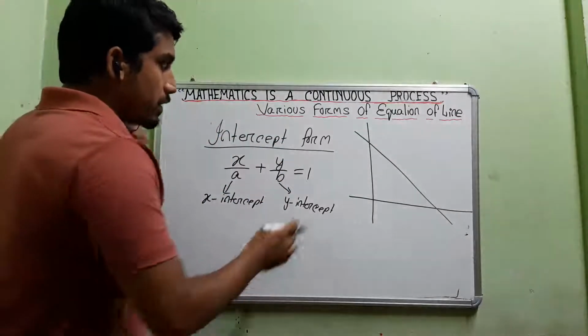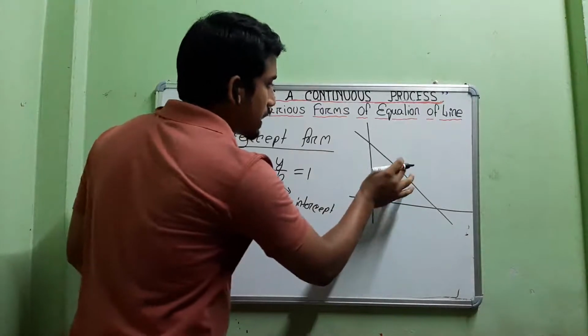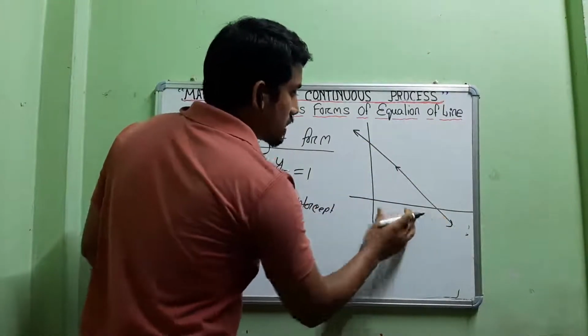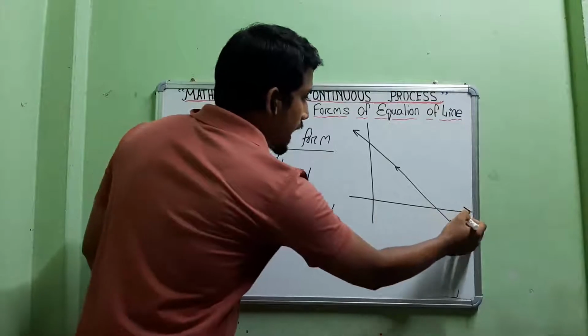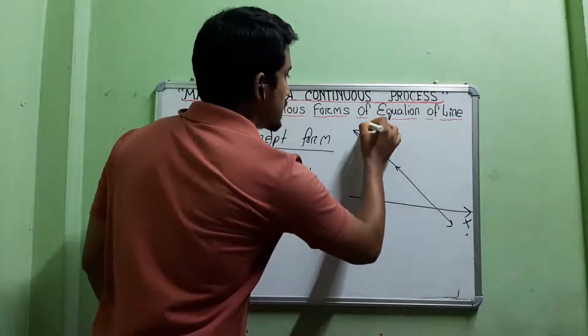Suppose this is the straight line and it cuts off some portions from the x-axis as well as from the y-axis. This is the y-axis, no?